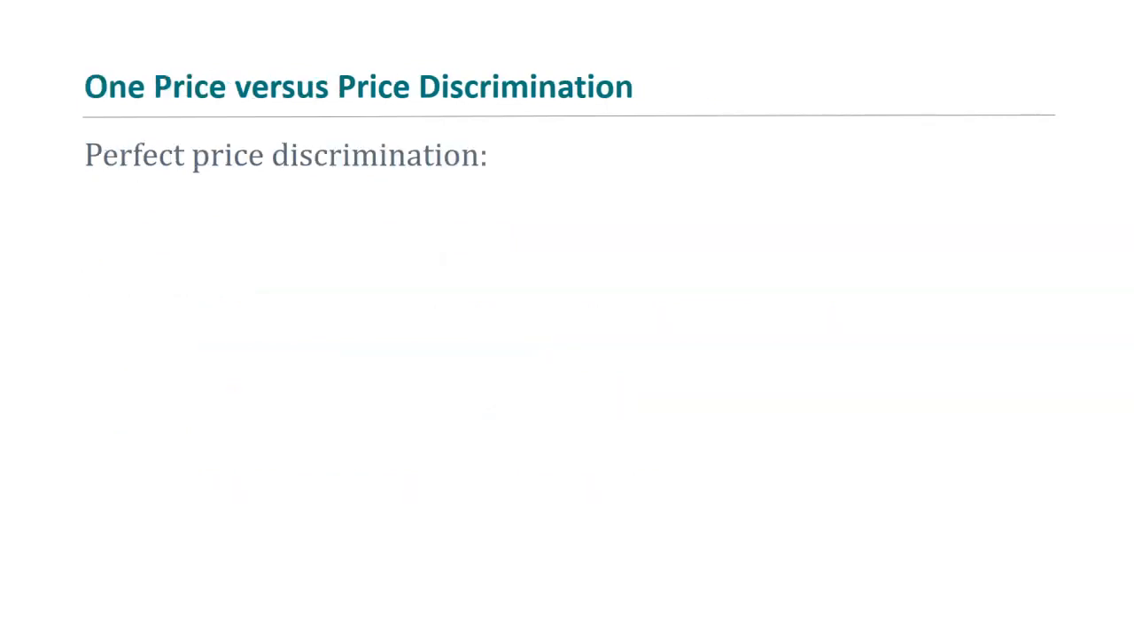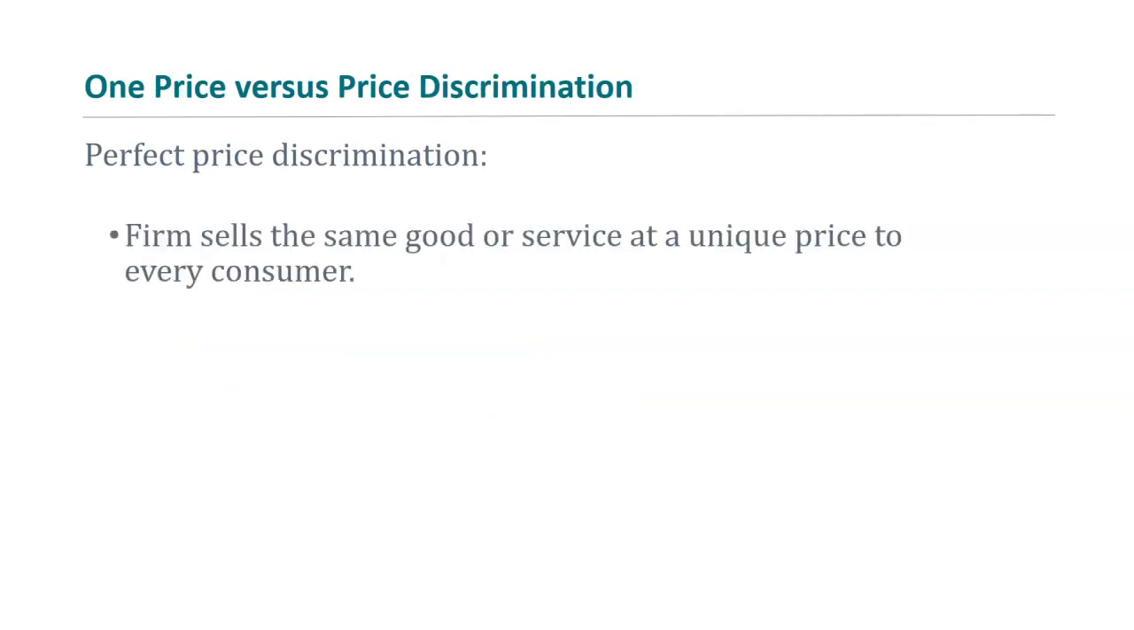So one way to look at how this all shakes out is to look at an extreme sort of price discrimination. That's perfect price discrimination. Perfect price discrimination happens when the firm is able to sell the same good or service at a unique price to every customer, right? Each customer who walks through the door gets the same product, same good or service, but each customer gets charged a different price from each other customer.